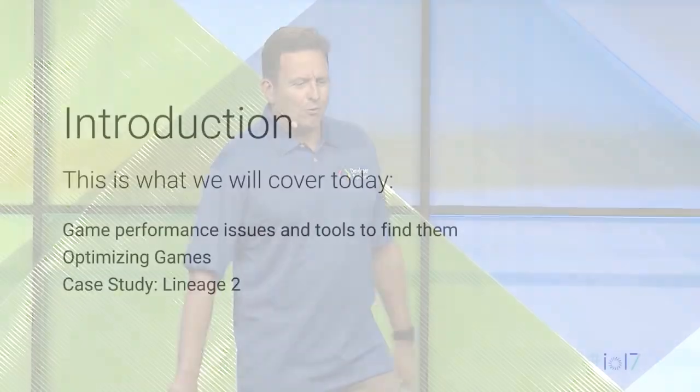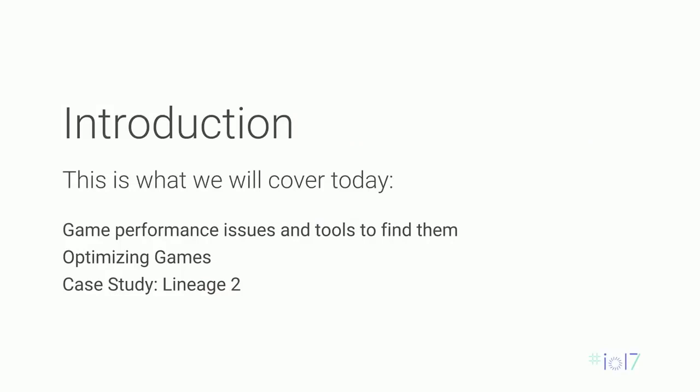So today we're going to talk about improving game performance so that you can make high-fidelity games on Android. The first part will be about common performance issues and the profiling tools you can use to find them. Next, Jung Woo from Samsung will be talking about optimization techniques. And then finally, we'll hear from Duke at Netmarble about how those techniques were put into practice in one of their games, Lineage 2.